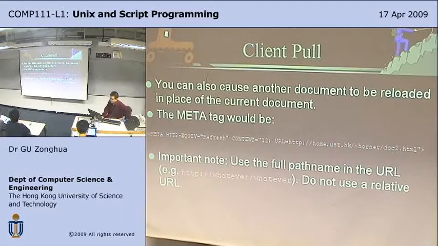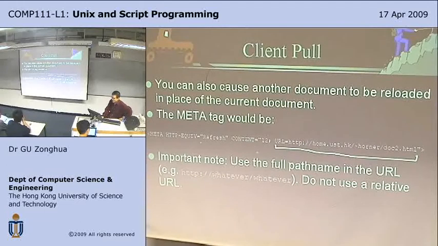So with client pull, you can also cause another document to be reloaded by adding another argument, URL equals something. So in addition to HTTP-equiv and content equals something, I think there's an extra double quote which should not be there. It should be just simply 12 there. So use the full path name, http:// etc. Do not use the relative URL, that is relative to your current path name. That won't work in the meta tag. In the meta, it has to be the absolute full path name.